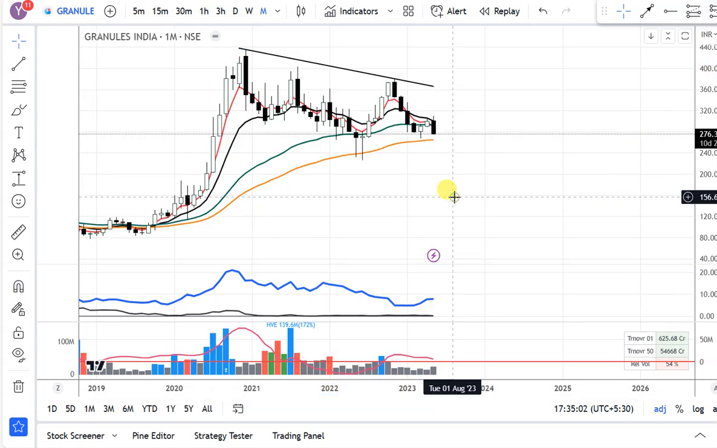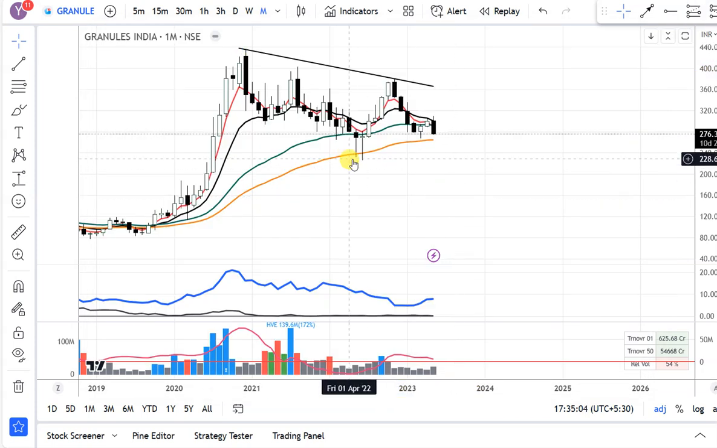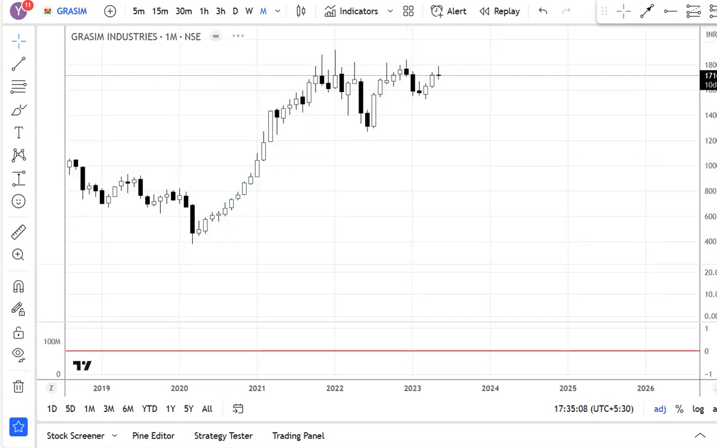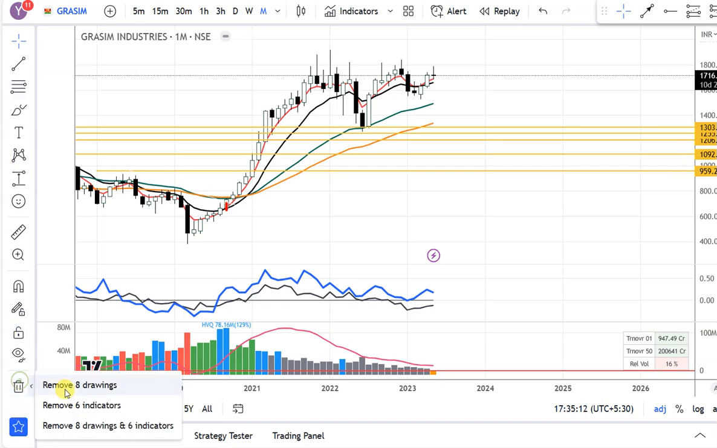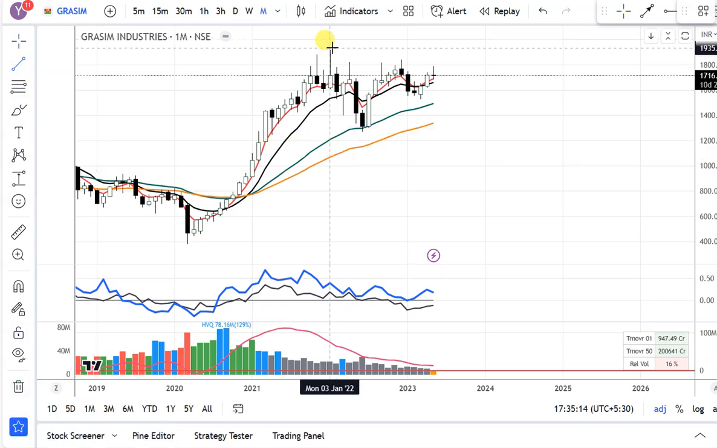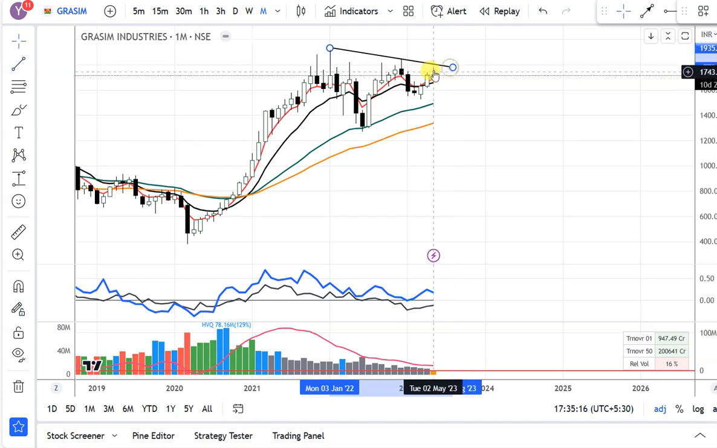Grasim is also right now in the same situation where it has made two higher lows. And can you see, at the same trend line it is taking the resistance. So we need to wait for a couple of months to see what Grasim is doing. Gujarat Gas is right now sideways. The trend is not there. This is clear.